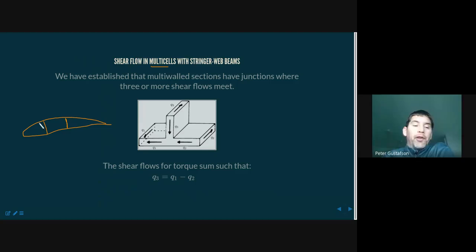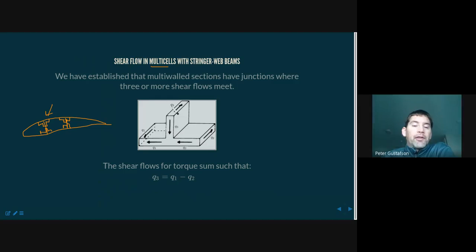But now let's assume that this is a real aircraft wing, so maybe it actually has a spar cap that is a non-trivial concentrated area at the spar. Something like this is actually pretty realistic. Now we need to understand the implications of these point areas, or area reinforcements, on this idea of shear flow continuity as we come into a junction.